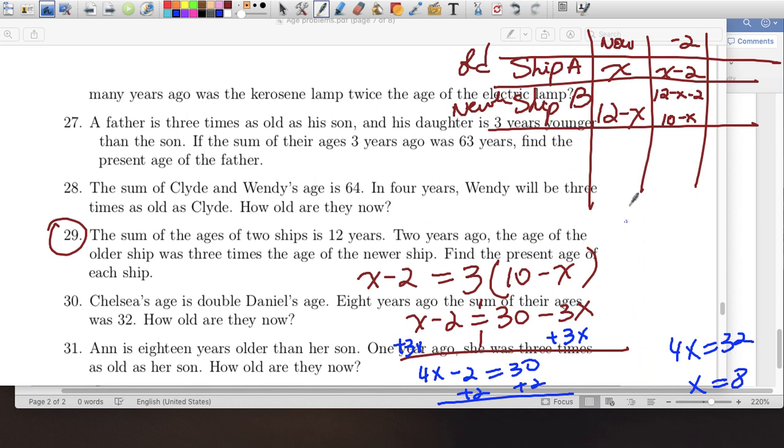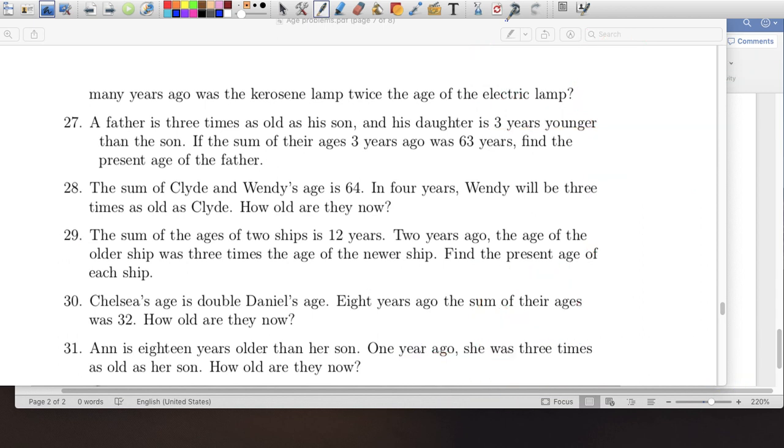Find the present age of each ship. So if one ship was 8, the other one's going to be 12 minus 8, which is going to be 4. So one ship is 4, and the other one is 8.